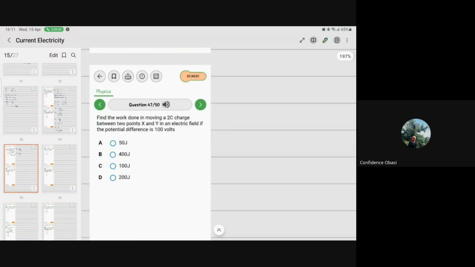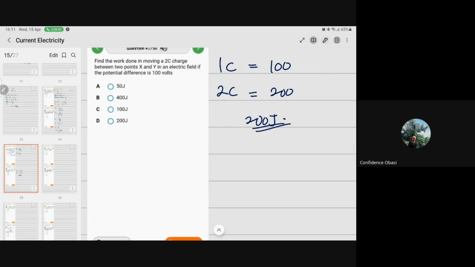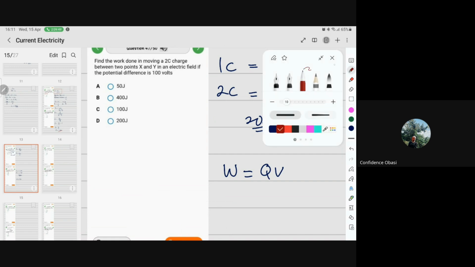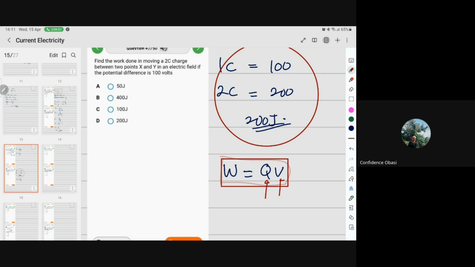If potential difference is 100 volts, so for 1C is equal to 100. So for 2C will now be equal to 200. So that will be what? 200 joules. All right. Any question on this? You can also make use of that formula that work done is equal to QV. But for me, my solution here was coming from our definition. And I think that is one key thing you have to remember. Or you can make use of this. This is the quantity of charge. This is the volt. Anyone that works for you is entirely fine.